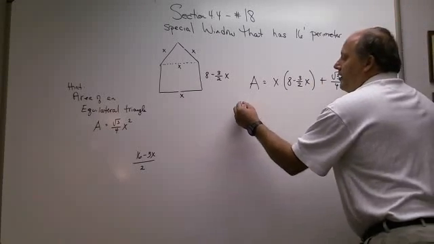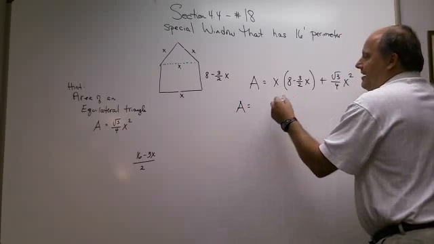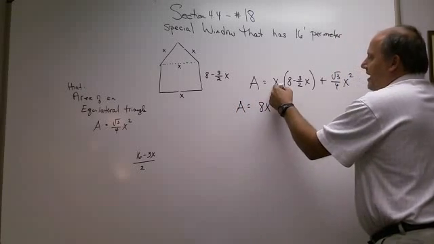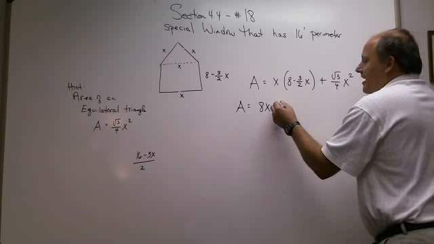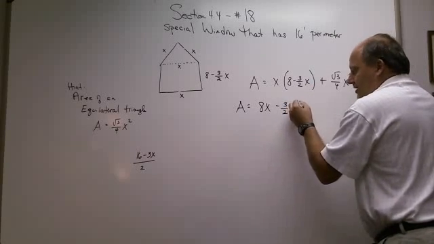So, x times 8 is 8x, distribute. x times negative 3 over 2 x squared is a negative 3 over 2 x squared.